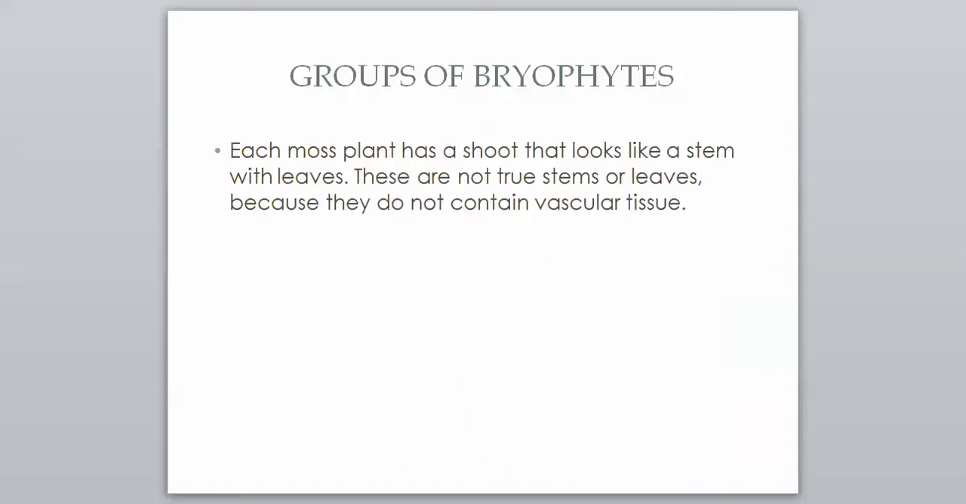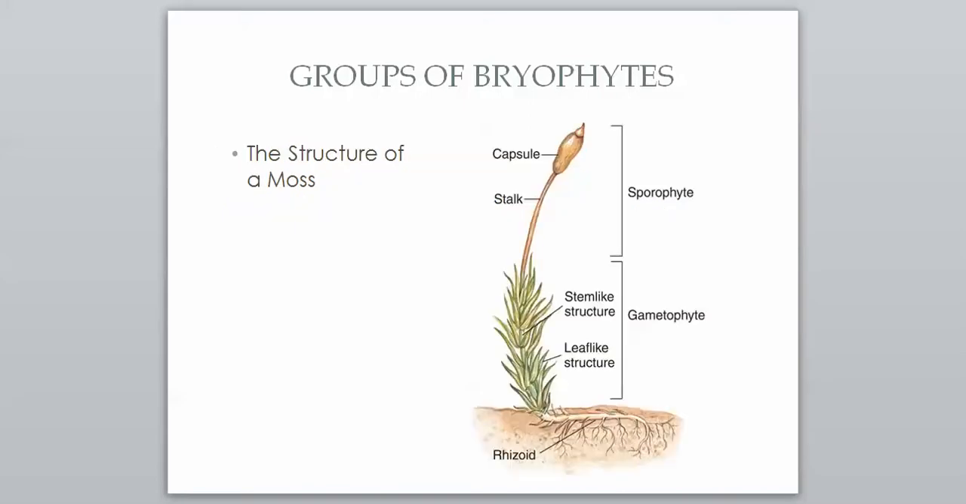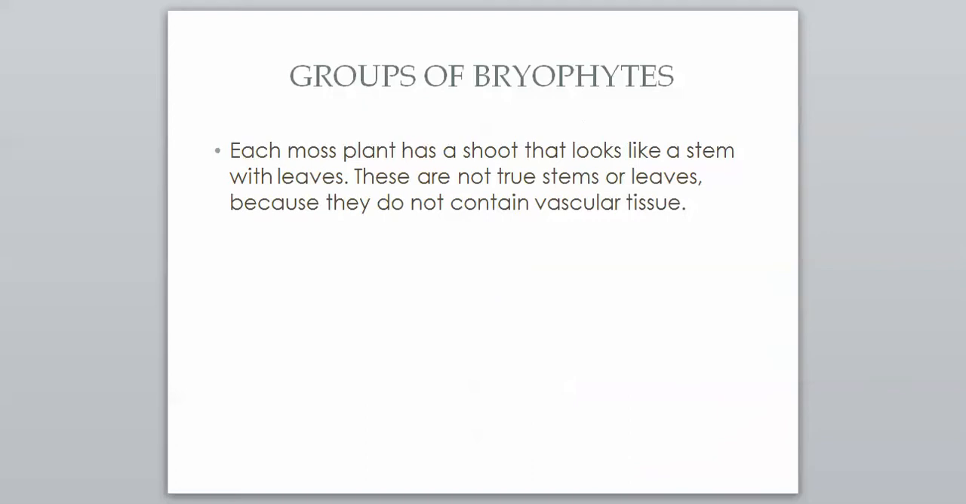And then these are not true stems or leaves because they do not contain vascular tissue. So they might look like stems and leaves, but they're not, because stems and leaves have vascular tissue to move water and nutrients through, and these do not.